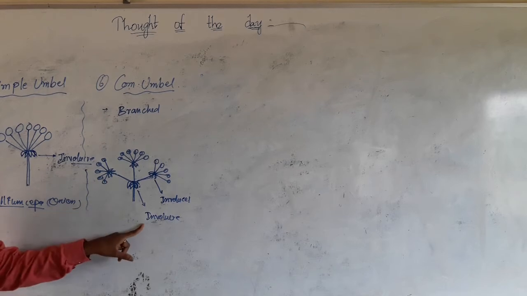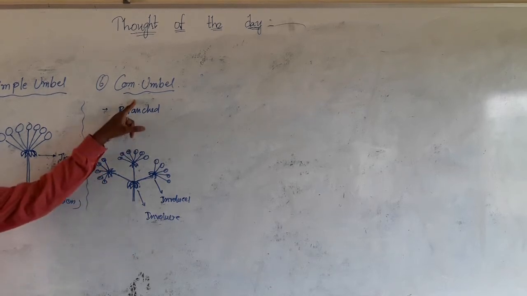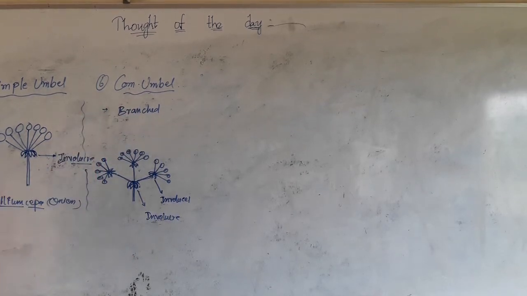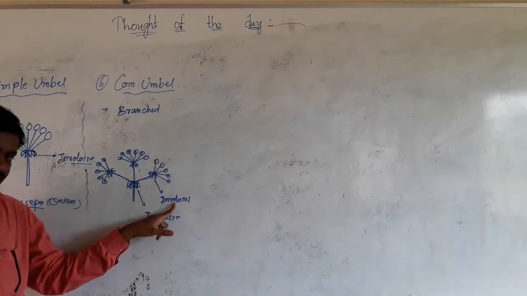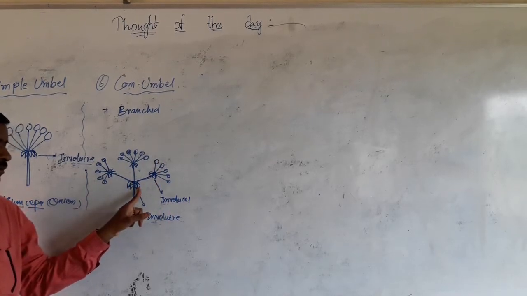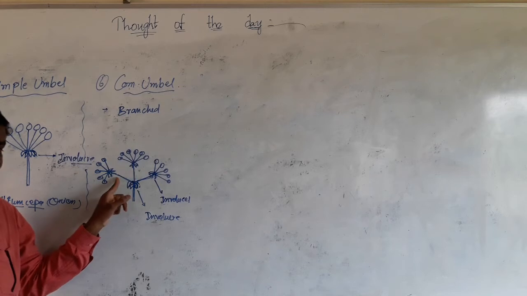But this is one of the racemose inflorescences with both involucre of bracts and involucel of bracts. Involucel of bracts are present at the basis of flowers. Involucre of bracts are present at the basis of branches.